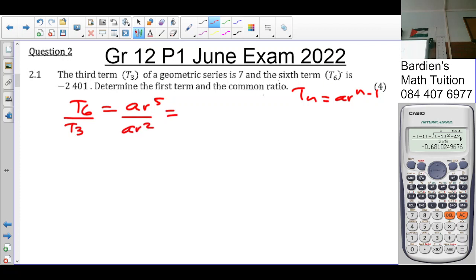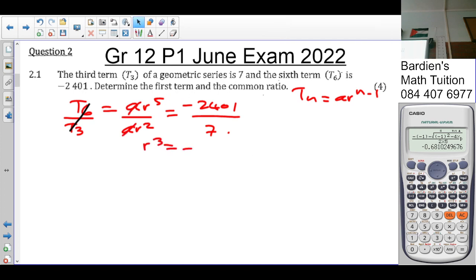So T6 is negative 2401 over the third term, which is 7. So we can drop this. In other words, the A also drops. So it's R cubed is equal to negative 2401 divided by 7. It's going to give you negative 343. The cube root thereof is going to give you negative 7.